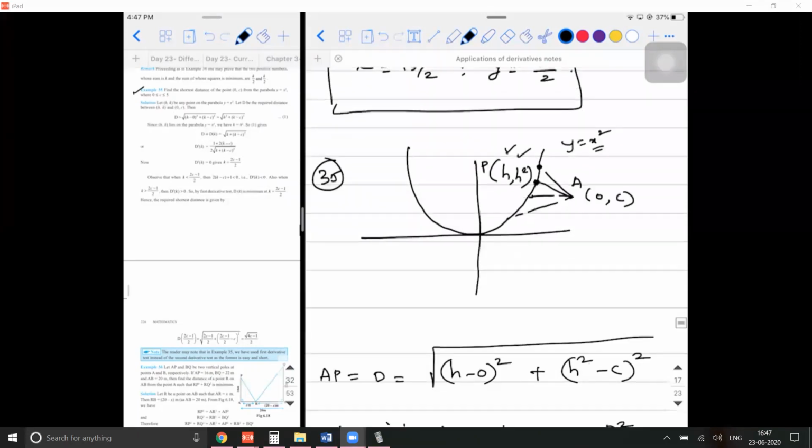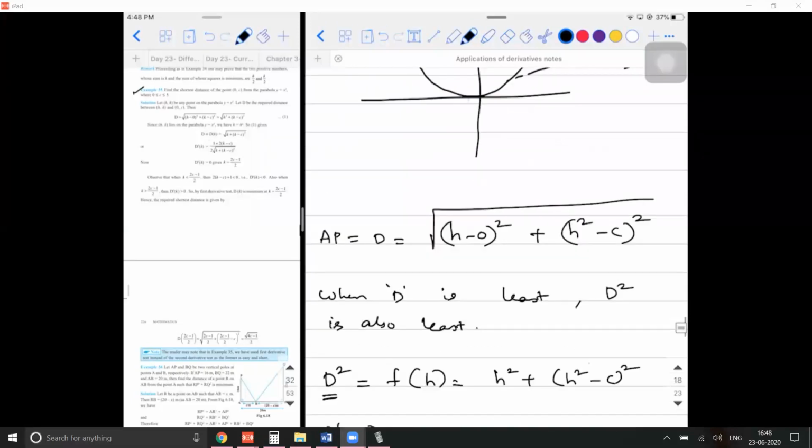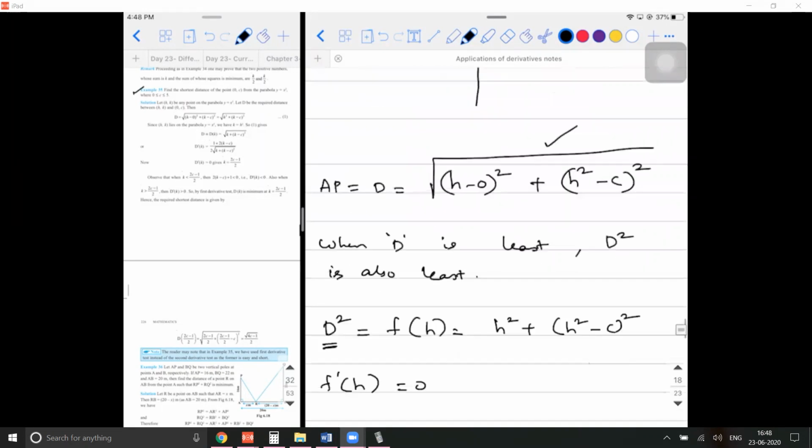So if I take this (h, h square), I'm trying to find the distance between these 2 points. Which 2 points? (h, h square) and (0, c), using the distance formula. So what is the distance formula? Root of (x2 minus x1) the whole square plus (y2 minus y1) the whole square. That's what I did. What important point I mentioned is whenever you have these kind of square roots, you can use this condition: when the value of the function in the square root is least, the value of the function without the square root will also be least. Means the square of that value will also be least.